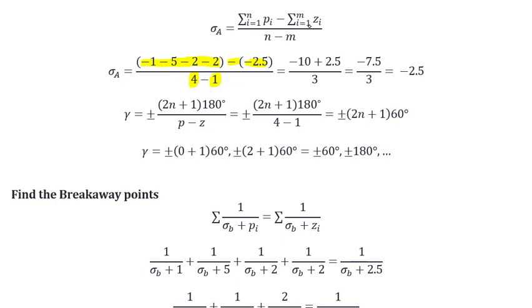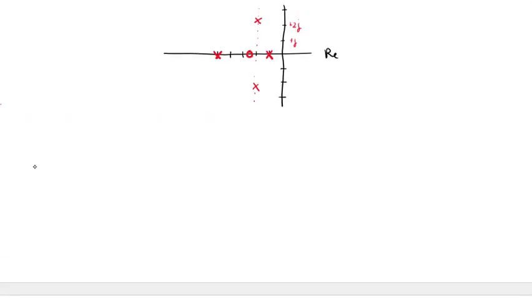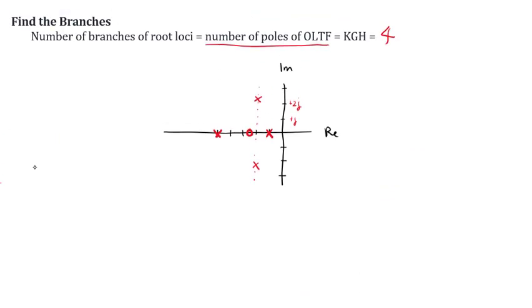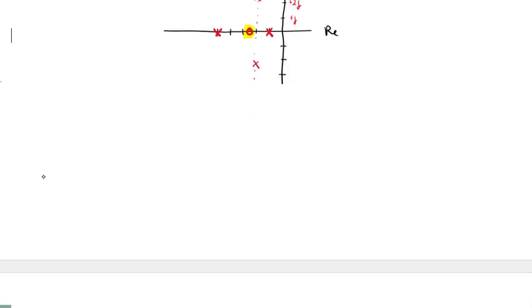So negative 1 minus 5 minus 2 minus 2 is negative 10. Minus a negative 2.5 is a plus 2.5. And that gives us negative 7.5 over 3, or negative 2.5. So the asymptote is right on negative 2.5. Just to remind you, this 0 is right at negative 2.5, so the asymptote is going to go right through that. It's not a problem. It doesn't affect anything other than they're right on top of each other.